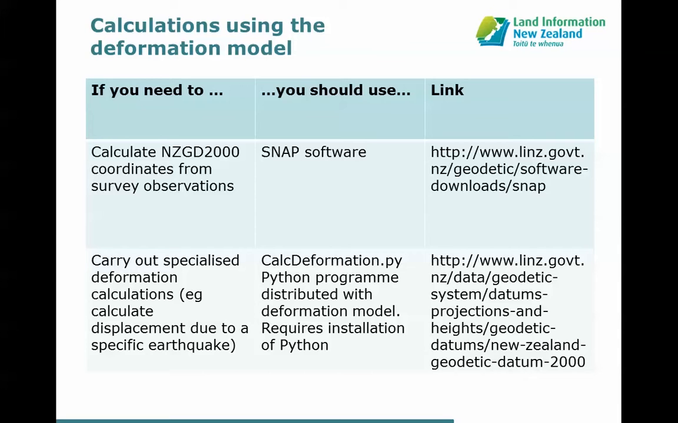If you've got some survey observations, perhaps spanning a reasonably large length of time, and you want to calculate NZGD2000 coordinates, you can use the SNAP software for that. And if you're wanting to carry out more specialised deformation calculations, so for example, maybe you just want to know the displacement due to a specific earthquake, then there's a Python program that's distributed with the deformation model. So that does require installation of the Python environment on your network or on your computer before you can use that. But again, with that software, there is documentation to help you use it, and that's all downloadable from the LINZ website at the link provided there.